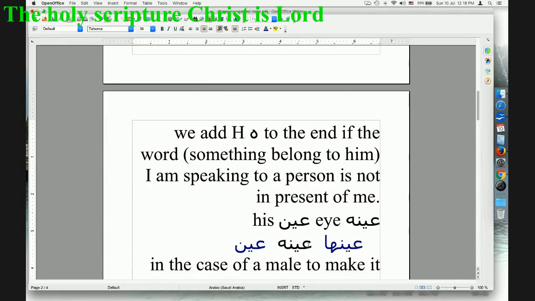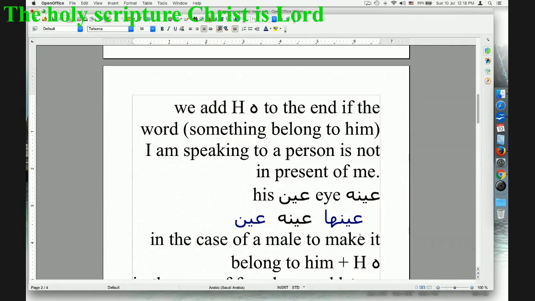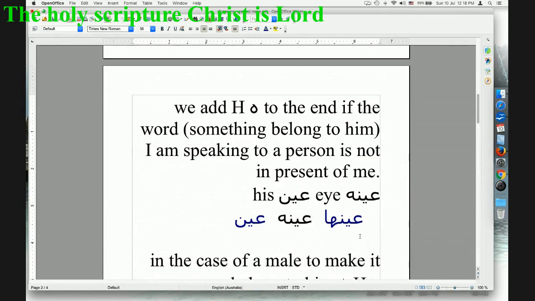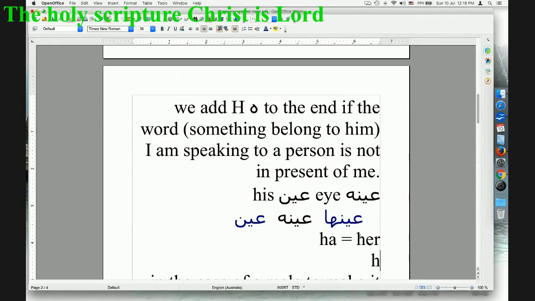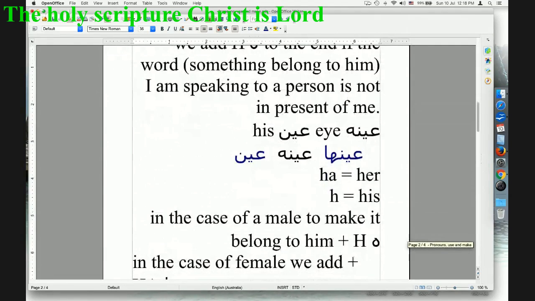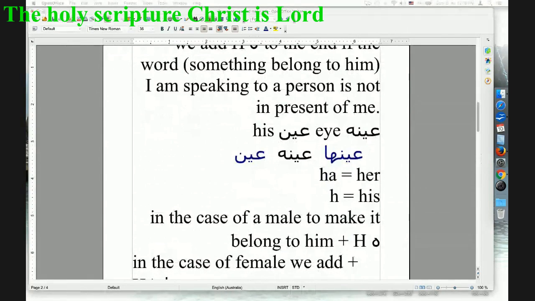So you notice here that the ha with alif present, for the case of female, is equal to her, and ha alone is equal to his. All right, any question?